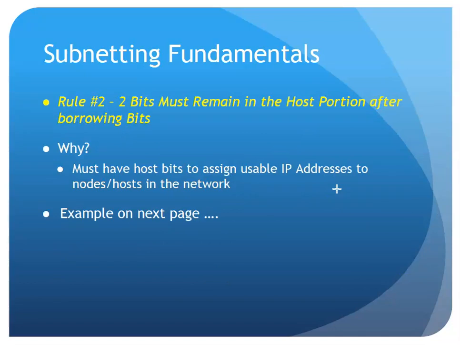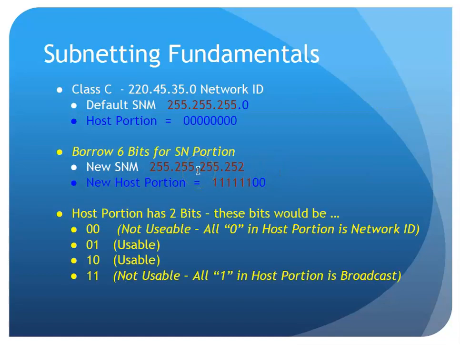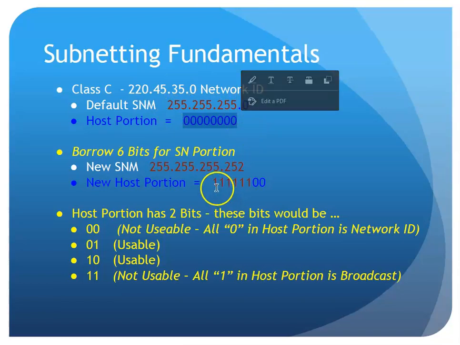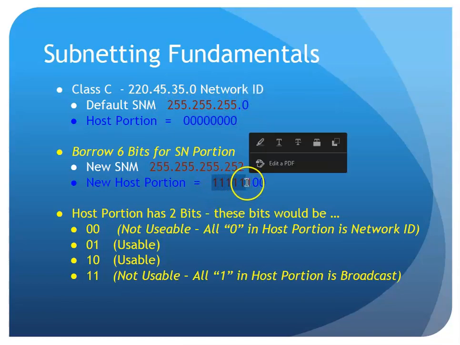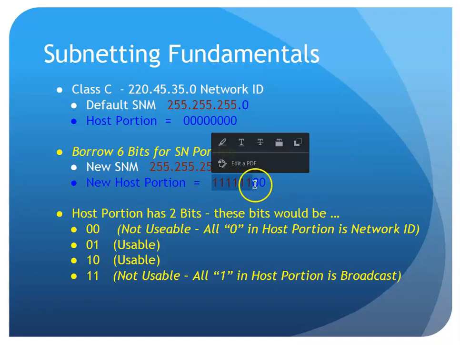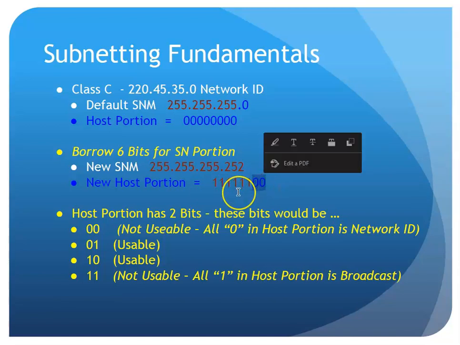Okay. When I'm done, I have to have 2 bits left in the host portion. No matter what I do, I got to leave 2 bits behind. So why is that? Okay, let's take a Class C here. Here's our host octet right there. There's my 8 bits I have to work with. If I were to borrow 6, which I'm allowed to do, I leave 2 behind. Well, let's focus on the 2 left behind.